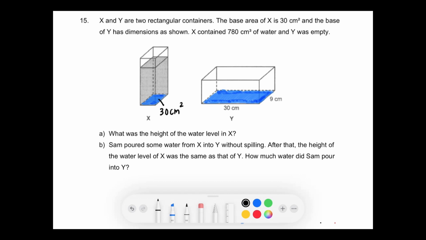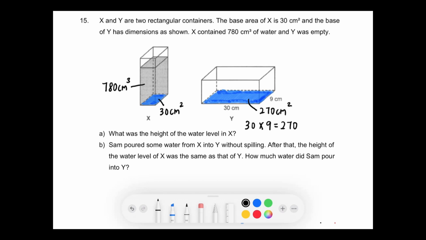So we can find the base area of Y easily by taking the length multiplied by its breadth, 30 times 9, and that will give us 270. So this area here in blue is 270 square centimeters. X contains 780 cubic centimeters of water. So over here, the volume of water is 780 cubic centimeters and Y was empty.